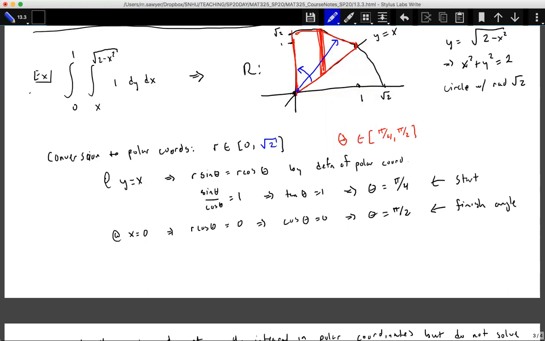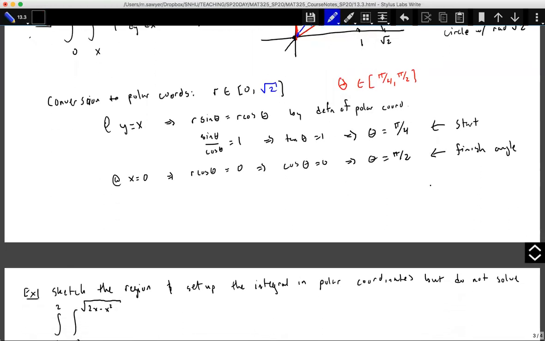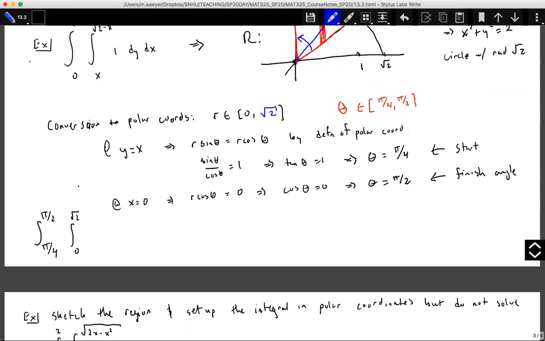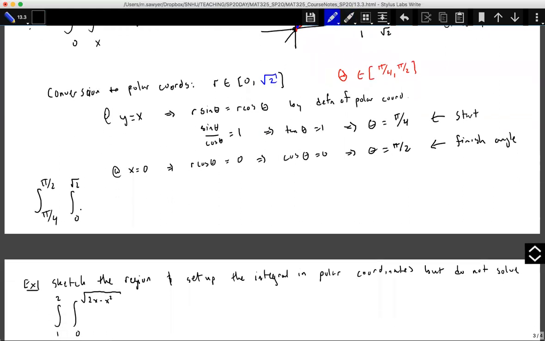So now when we're solving this integral, we're looking at the integral from pi over 4 to pi over 2, and then the integral from 0 to root 2. Our integrand was 1, so we just substitute in our Jacobian, r dr d theta. Again, we keep our Jacobian together.